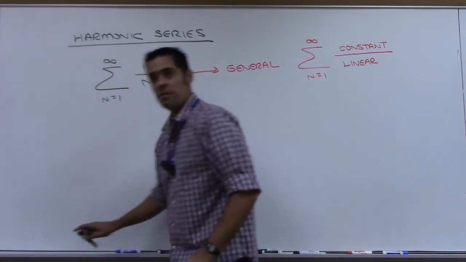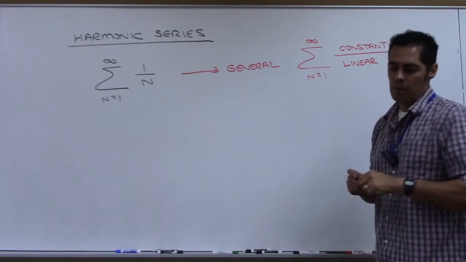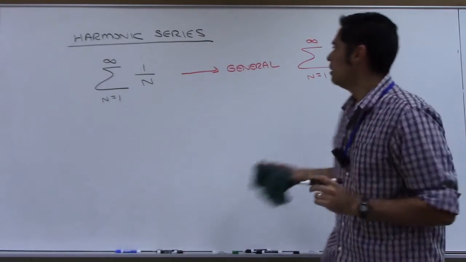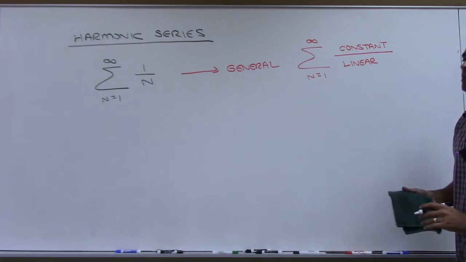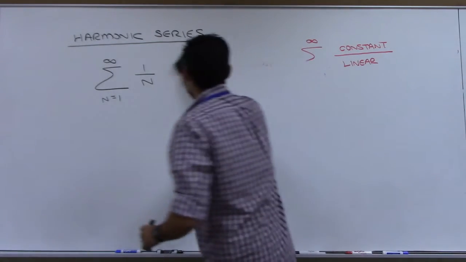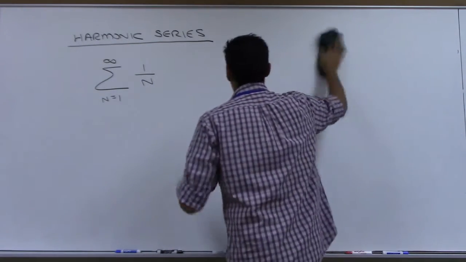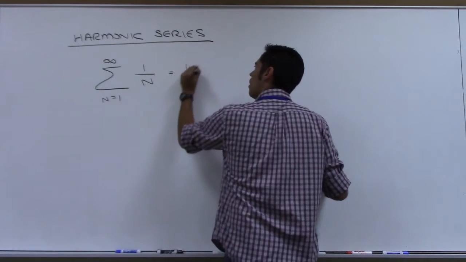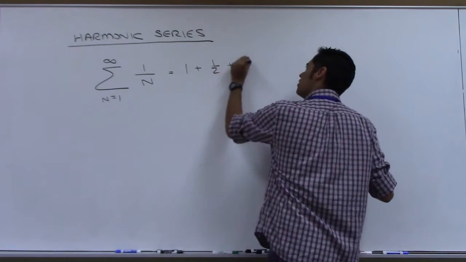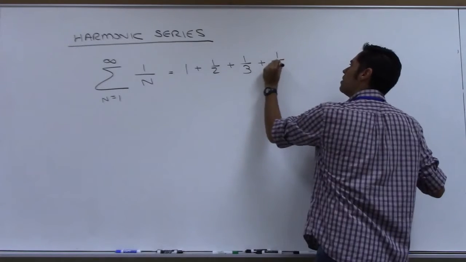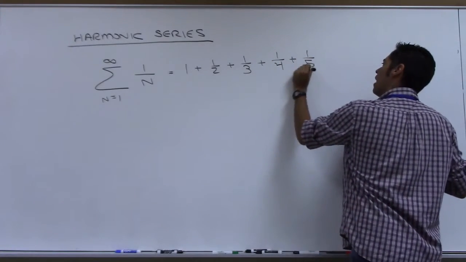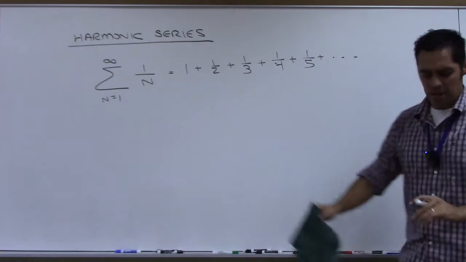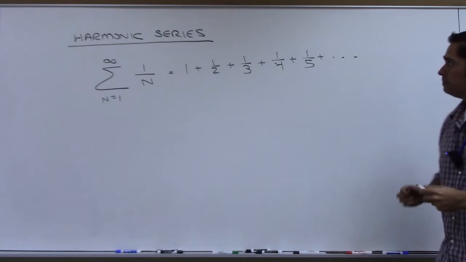Would you like to see why? Because we have to explain, that's why we're here. All right, so why do these diverge? Let's write out this series right here. This is the series 1 plus a half plus a third. I think I started the class with this, didn't I? Okay, so why does this thing diverge? Let's see.